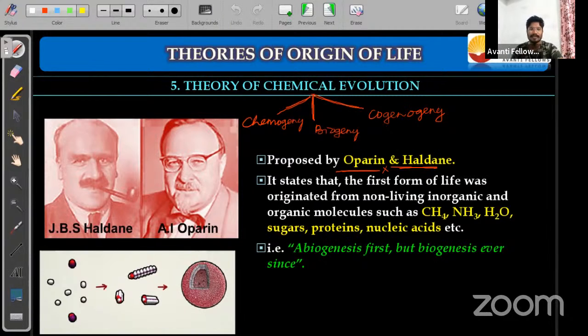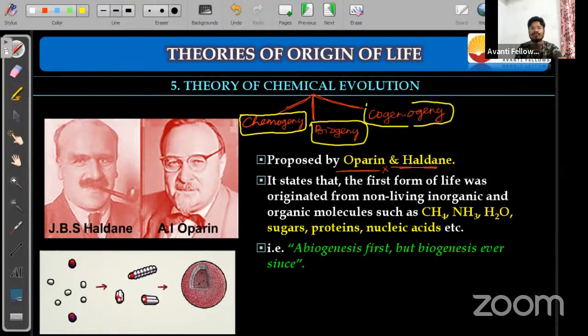Okay, so this is the last theory, that is the theory of chemical evolution, which is the most appropriate and the most accepted evidence for evolution of life. This theory of chemical evolution is divided into 3 different sections. First one is chemogeny, that is evolution of chemicals. Next one is biogeny, that is evolution of living things. And last one will be cogenogeny, that is evolution of both the things. I mean chemogeny, biogeny, and further modifications.